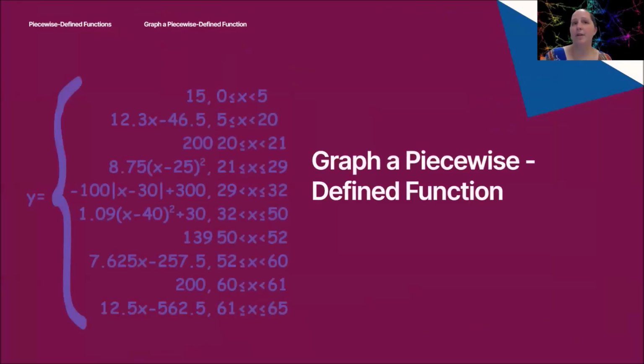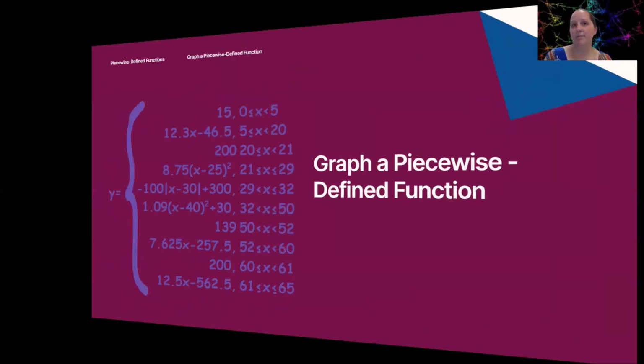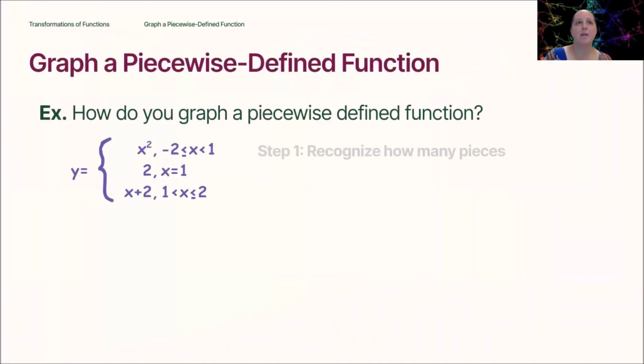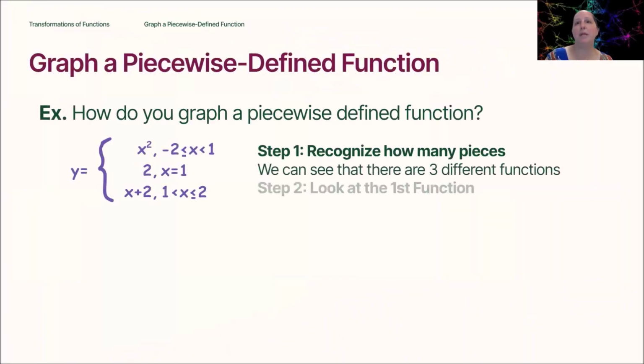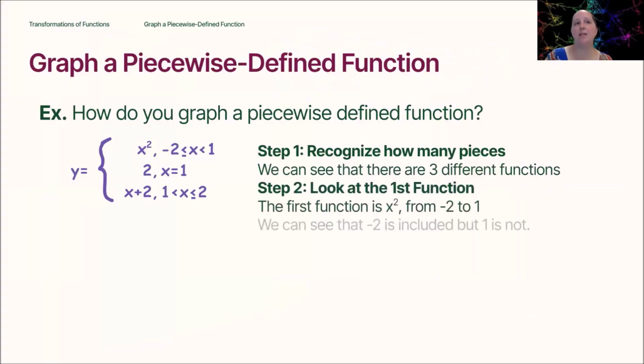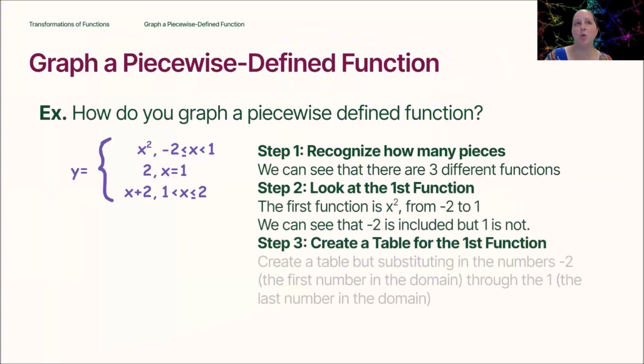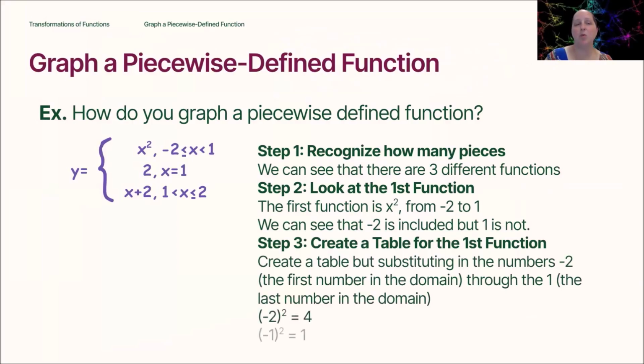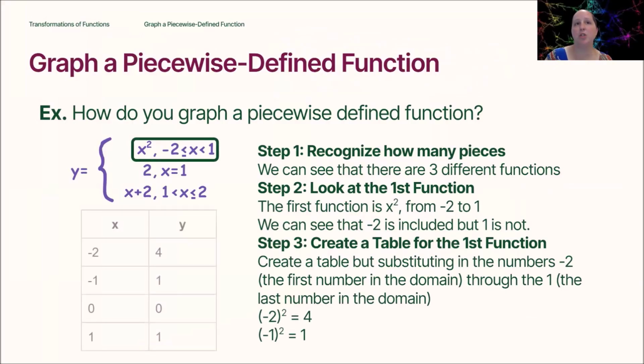Okay, graphing a piecewise defined function. Okay, so how do I graph a piecewise defined function? I want to graph x squared between -2 and 1, 2 at x equals 1, and x plus 2 between 1 and 2. All right, so step 1 is to recognize how many pieces I have. I have 3 different functions, so I have 3 pieces, okay?